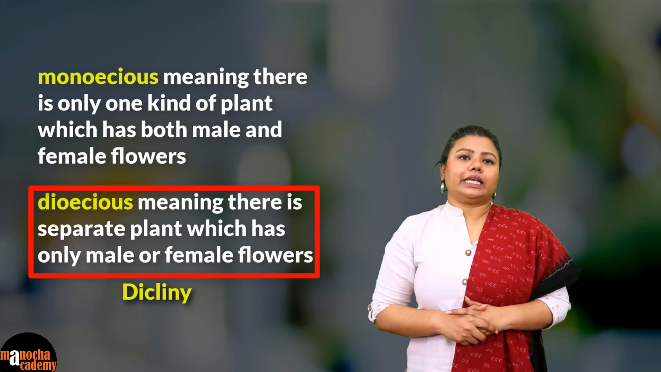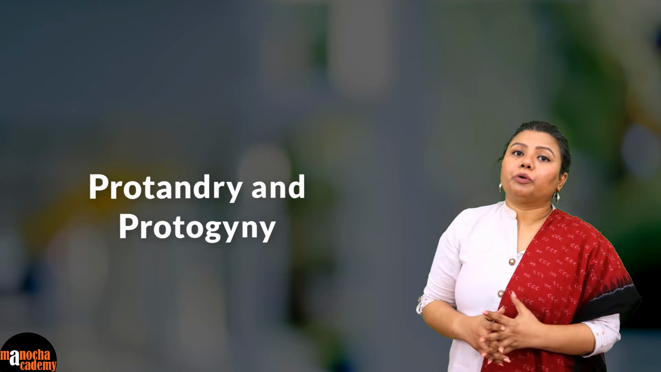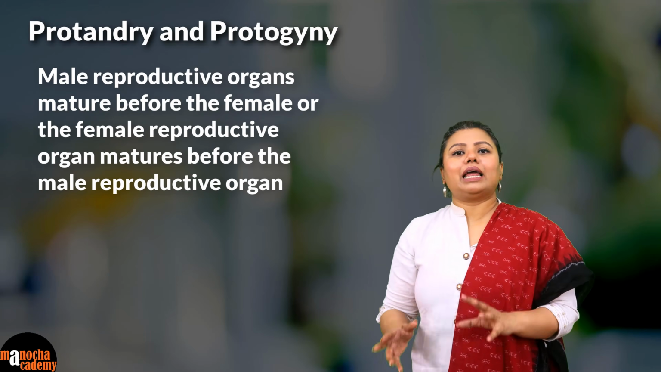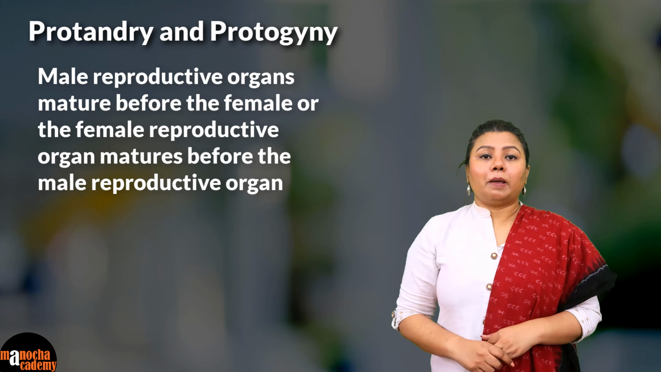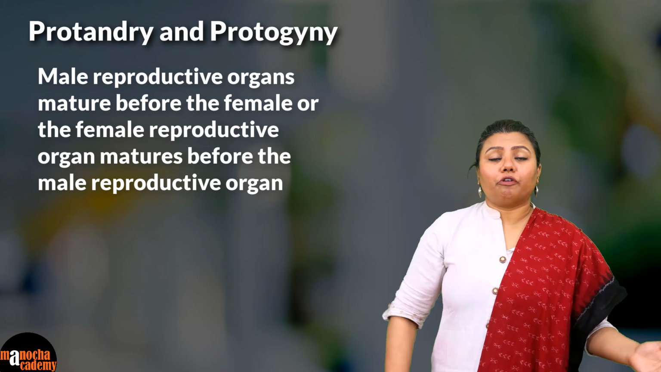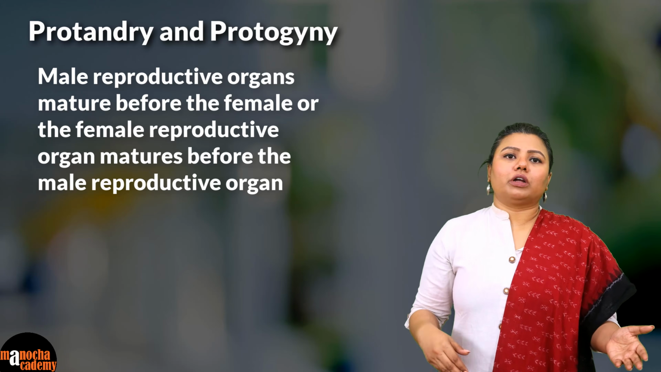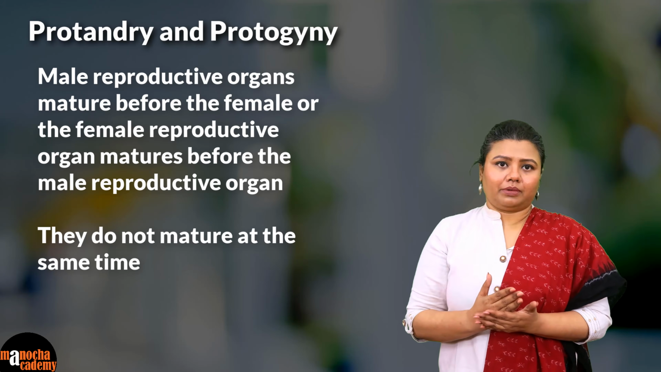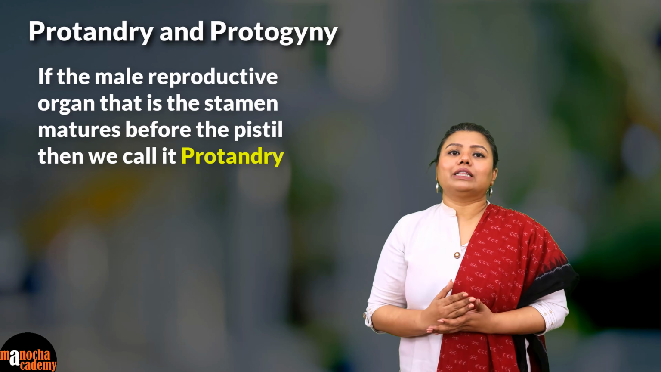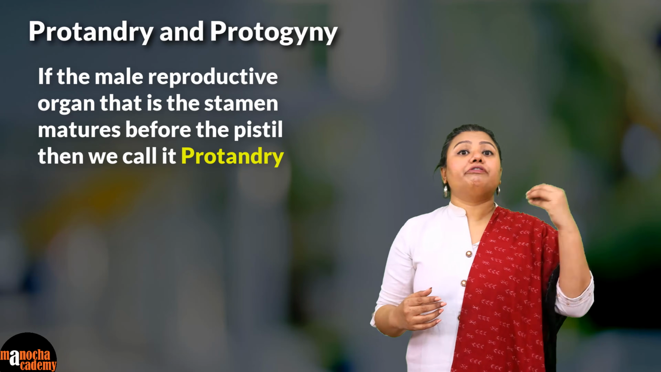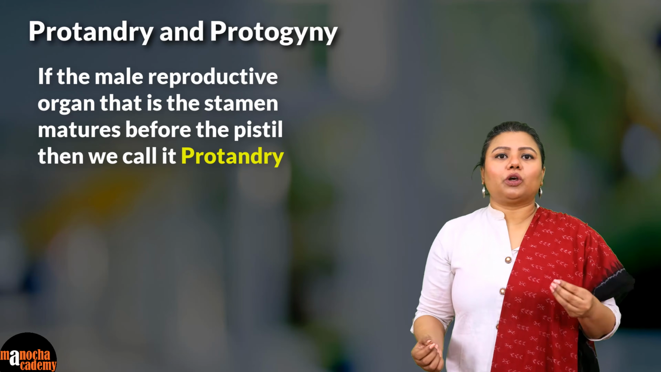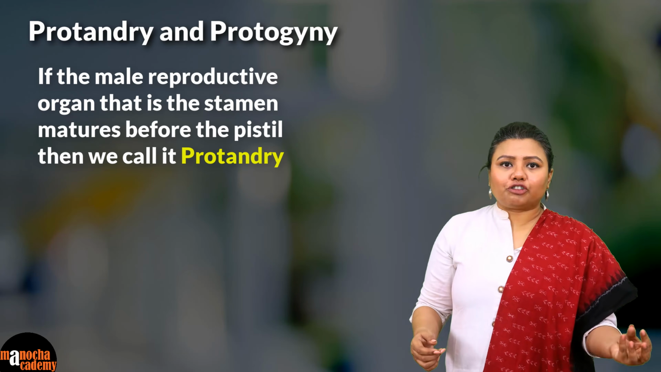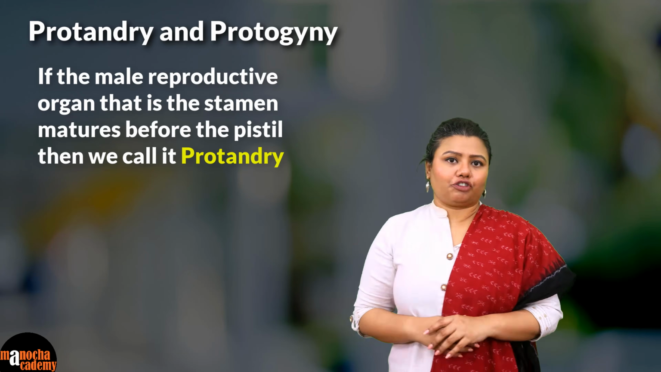The next characteristic is called protandry or protogyny. This is a characteristic where in the same flower male and female reproductive organs are present, but the male reproductive organs mature before the female, or the female reproductive organ matures before the male. They do not mature at the same time. If the male reproductive organ, that is the stamen, matures before the pistil has, we call it protandry. Andry meaning androecium, pro meaning first. So here the androecium is developing before the gynoecium.